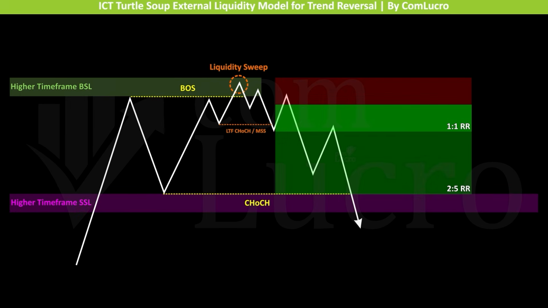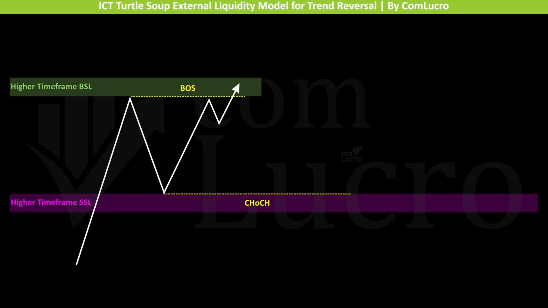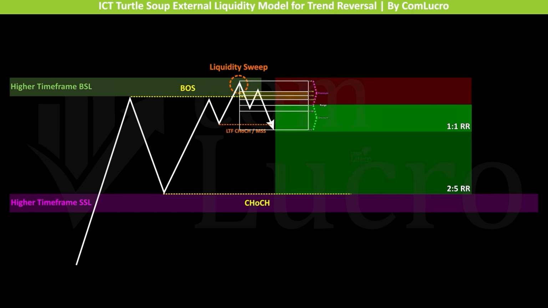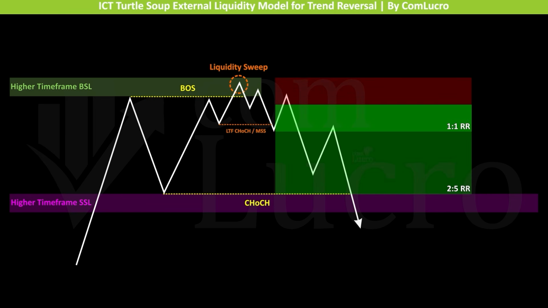Now, let us explain the ICT turtle soup setup within the context of an external liquidity sweep in a bullish scenario. This setup appears when the market is already trending bullish and approaches an important external range high. Instead of continuing higher after the breakout, price sweeps external buy-side liquidity above the range extreme, triggers breakout traders and stop losses, and then quickly fails back below the level. In this context, the ICT turtle soup setup becomes a reversal entry rather than a continuation setup, as shown in the chart example.